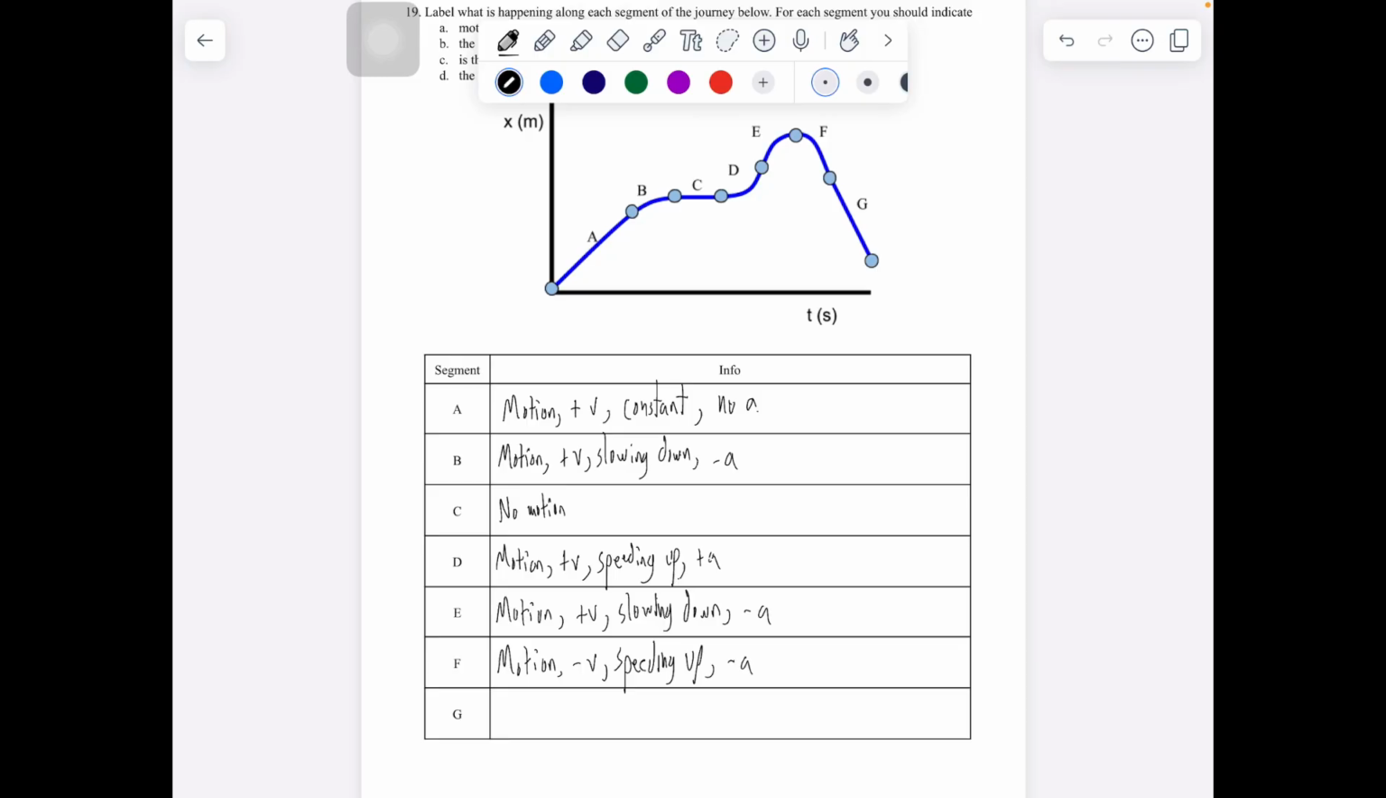And for G, there is motion. We are moving. The slope is negative, so we're moving backwards. We are at a constant velocity since the slope does not change. And we have no acceleration.